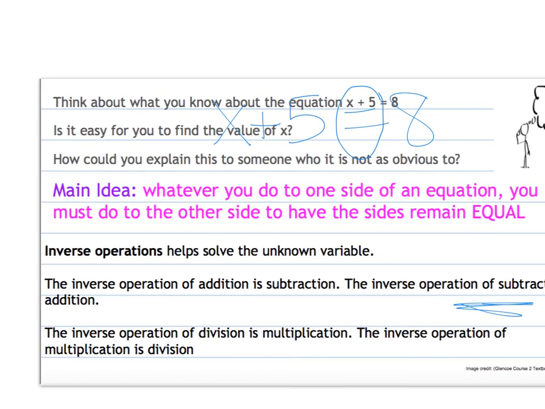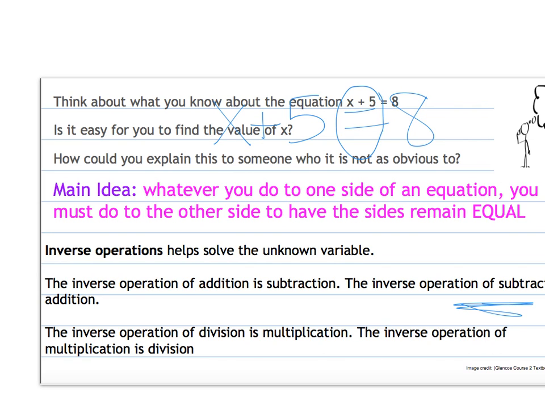Last time you heard about words like inverse operations. That is what we use to help find the unknown variable in an equation. The inverse operation of addition is subtraction, and likewise the opposite of subtraction is addition. Division will undo multiplication, and multiplication will undo division.